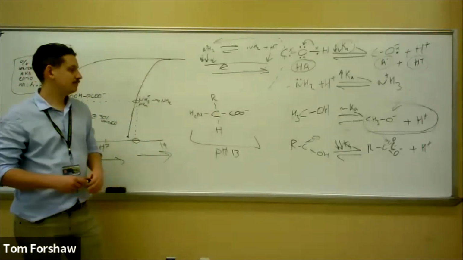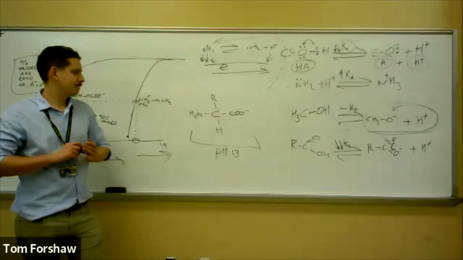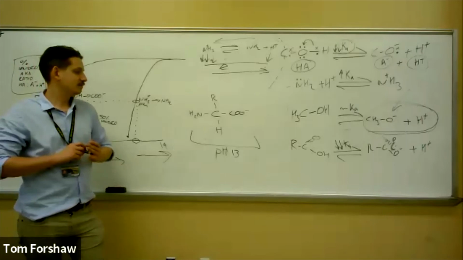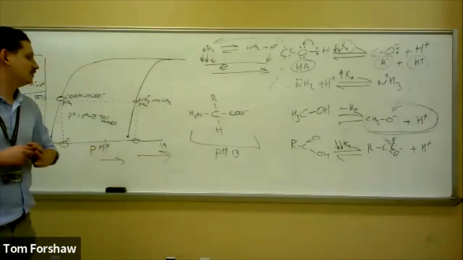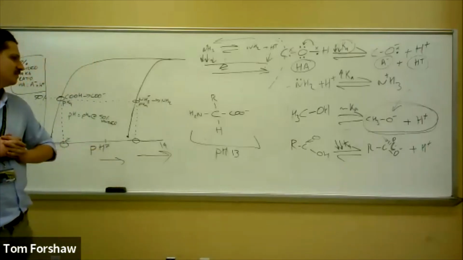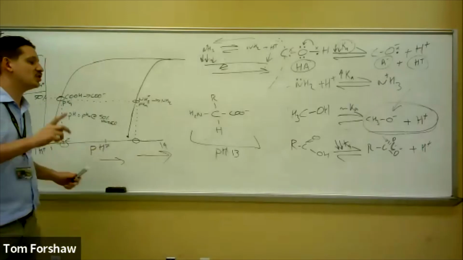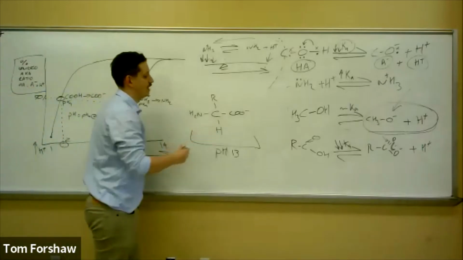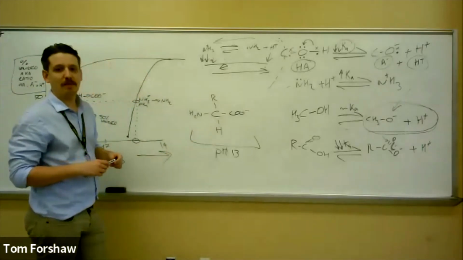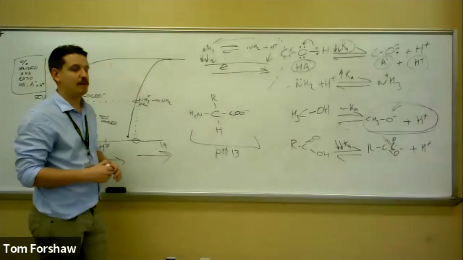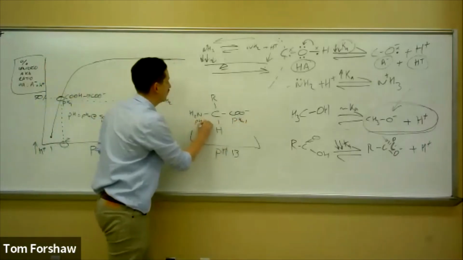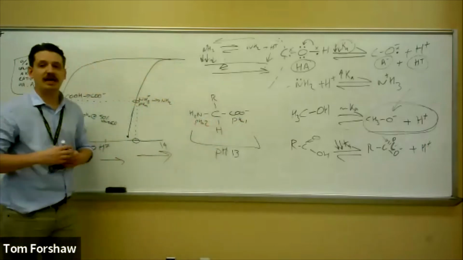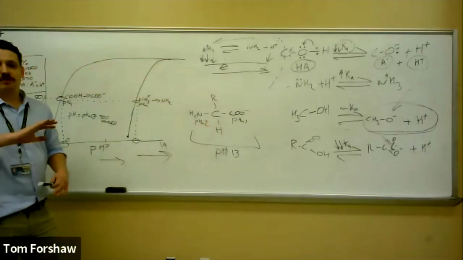Oh, each one has its own pKa. And you're thinking, well, that means I've got to remember the 20 proteogenic amino acids. I've got to remember pKa 1 and pKa 2. And that's going to be extremely difficult.